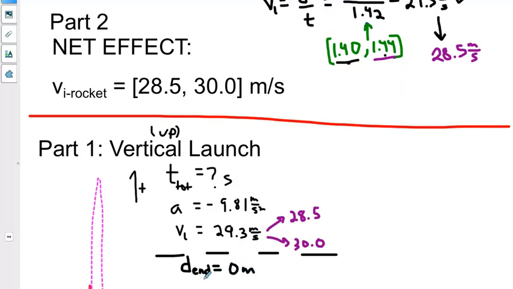Did anybody use VF peak? Did anybody do it that way? Okay, some of you will do this as VF peak. And of course, VF peak is 0.